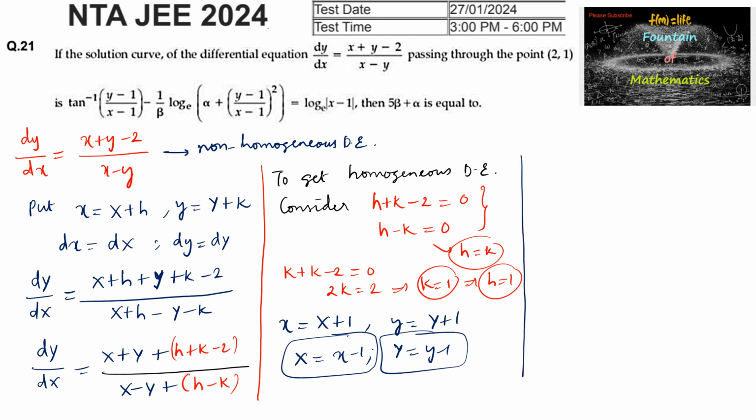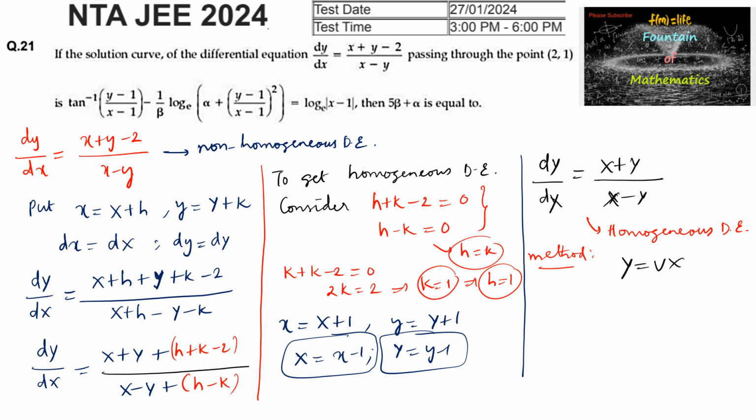So that our differential equation can be written as dy by dx is equal to x plus y upon x minus y. So here we can say that this equation is a homogeneous differential equation. So the solving method is, put y is equal to vx, so that dy by dx is equal to v plus x into dv by dx. So let us substitute here.